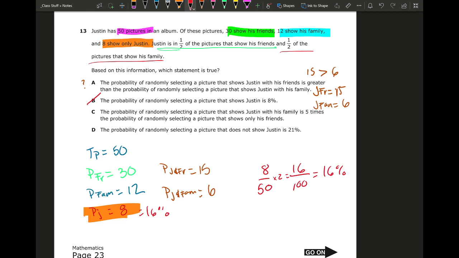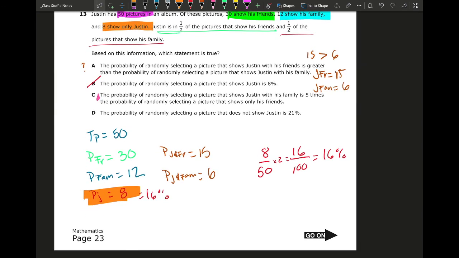Let's see. C. The probability of randomly selecting a picture that shows Justin with his family is 5 times the probability of randomly selecting a picture that shows only his friends. Only his friends. Well, let's look at that. So for that one, let's do pink color. Let's look at this one with pink. Okay. So family only. Family is how many?